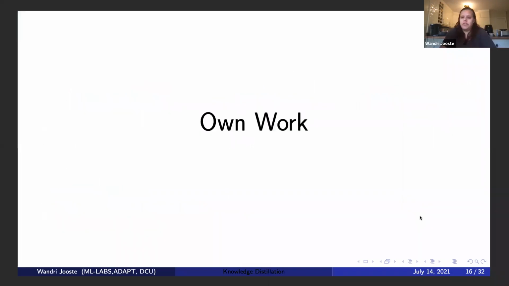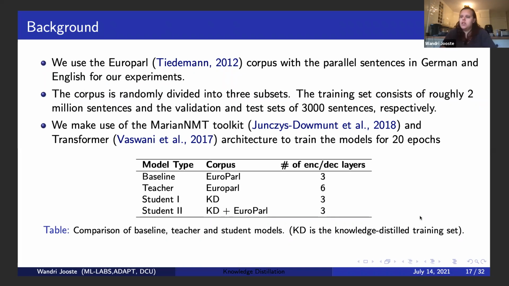So what we've done up to now, in all of our experiments, we used the Europarl corpus and translated from German to English. The corpus was then divided into subsets. There are about 2 million training sentences, and then 3,000 validation and 3,000 test sentences. And like I said before, we used the Marian NMT toolkit, and for the architecture of our models we used the transformer architecture, and all the models were trained up to 20 epochs.